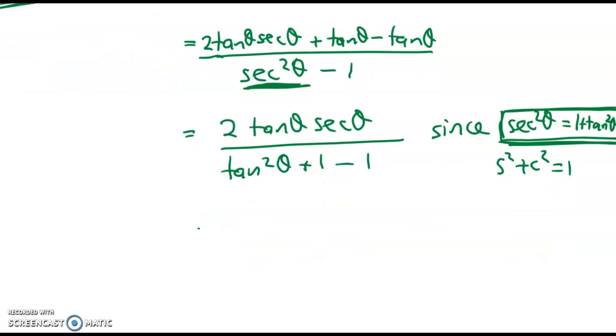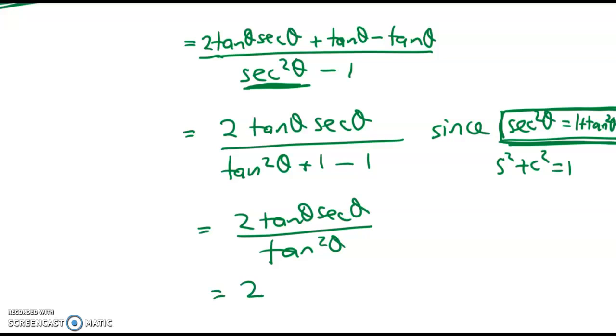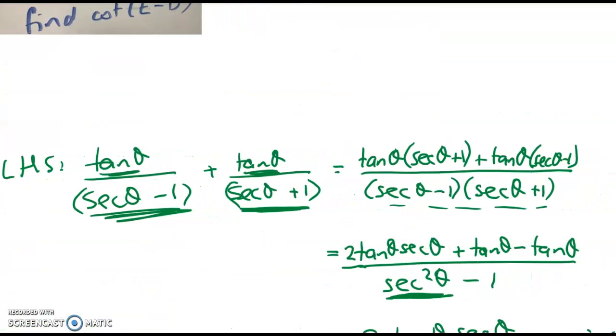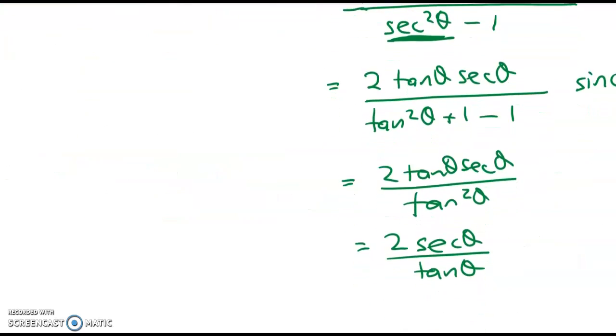Right, now what have I got left? Well, we're just about there. We've got 2 tan theta sec theta over tan squared theta, which is 2 sec theta over tan theta. But I want to be getting down to what? What did we need to get to? I think it was, we need to get to 2 cosec theta.